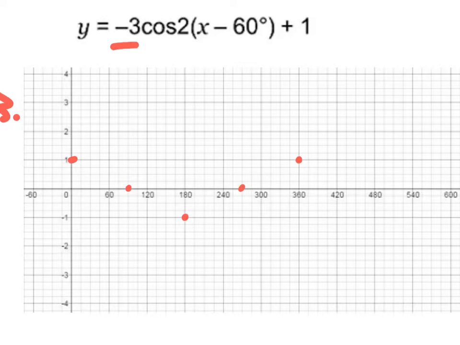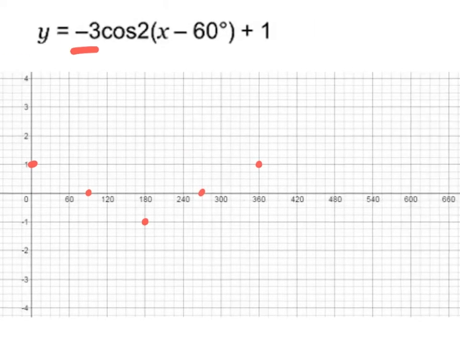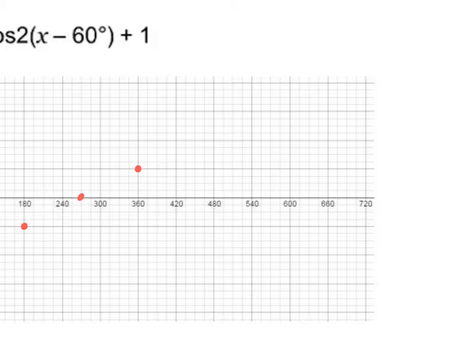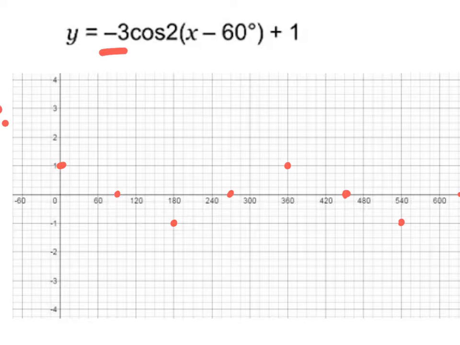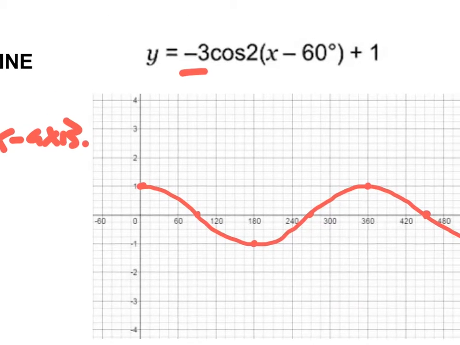So we have our normal sine graph, and it's important that we graph that as well. What are we at, 180? And then 720. So we're going to do two of these here, and then let's connect these with a curve. So we've got two of those.